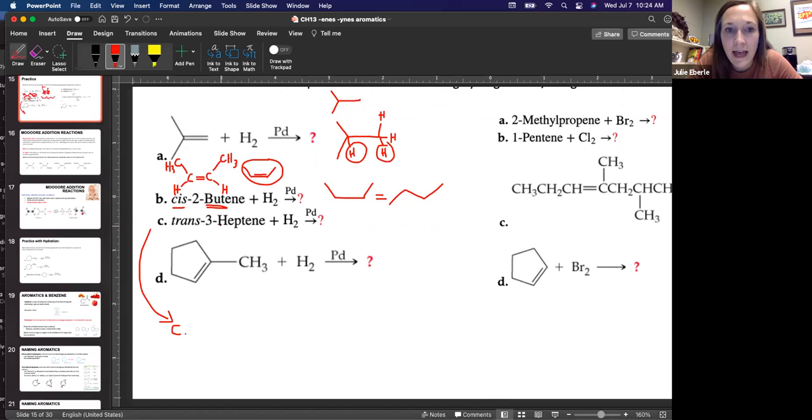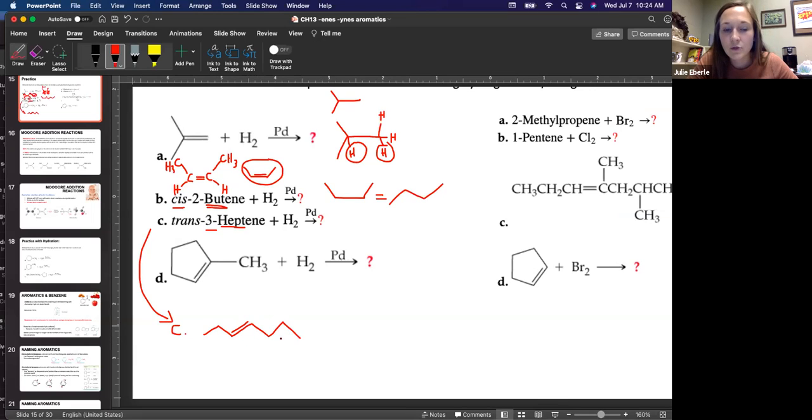Trans-3-heptene. Okay, so hept: how many carbons are in my structure here? 7. And I notice there's one double bond here because of the -ene ending. The 3 means that the double bond occurs between carbons 3 and 4. So I'm going to draw carbon 1 to carbon 2, carbon 2 to carbon 3, carbon 3 to carbon 4, and boom, there's my double bond. Carbon 4 to carbon 5, carbon 5 to carbon 6, and carbon 6 to carbon 7.